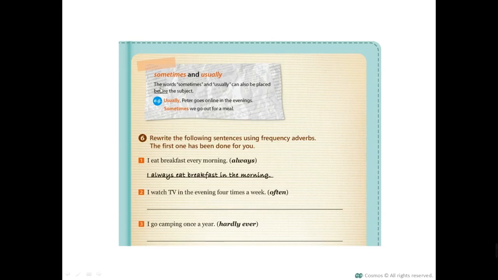Okay. The words sometimes and usually can also be placed before the subject. Usually, Peter. Sometimes Peter, sometimes we. Okay. Sometimes and usually can go after the person or thing, like cat or Peter or I or we or she, like that. Other ones should go right after the subject.